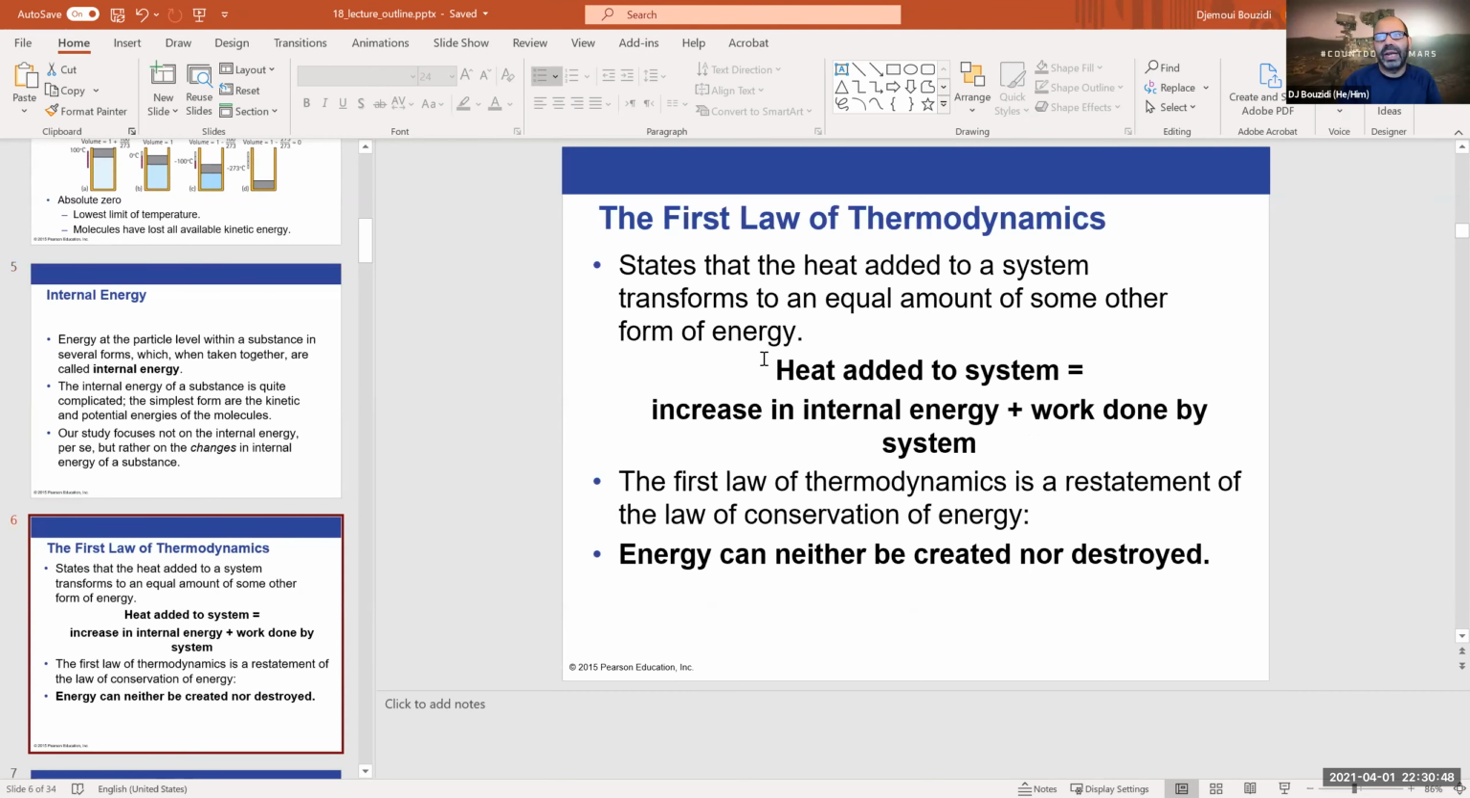So the first law of thermodynamics states that the heat added to a system is transformed to an equal amount of some other form of energy. Basically, energy is conserved. So if you add heat, for example, when you take this coffee, for example, and put it in the microwave.